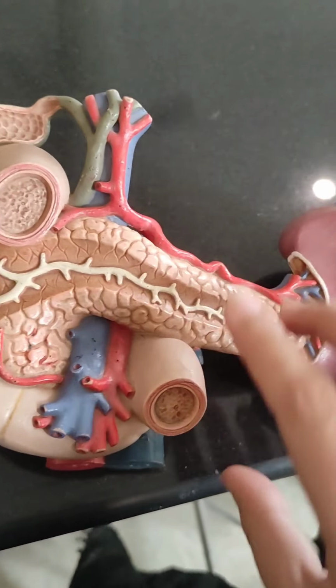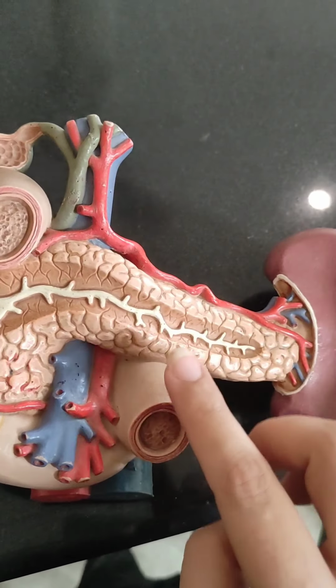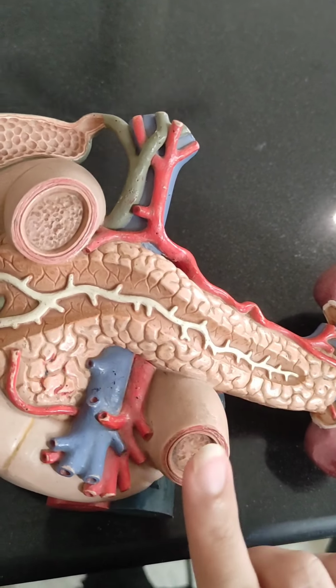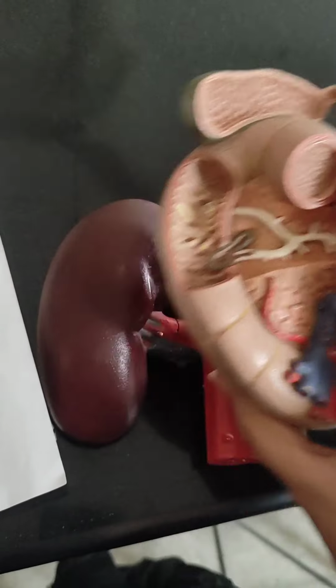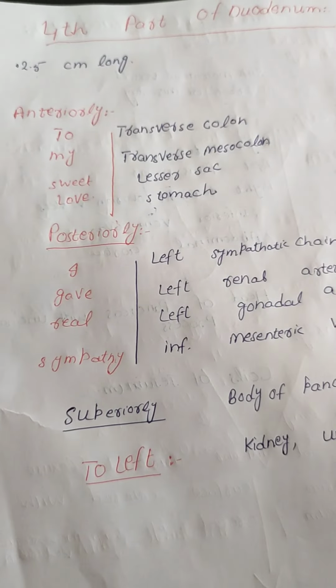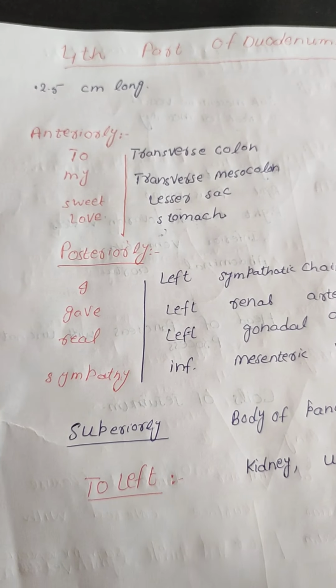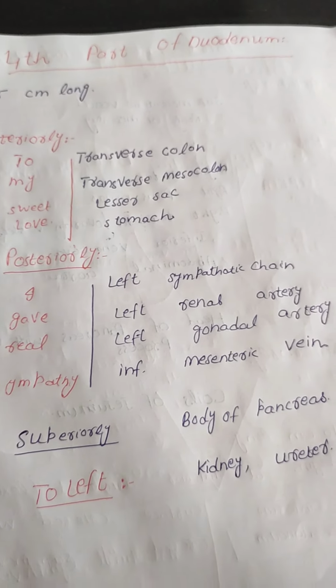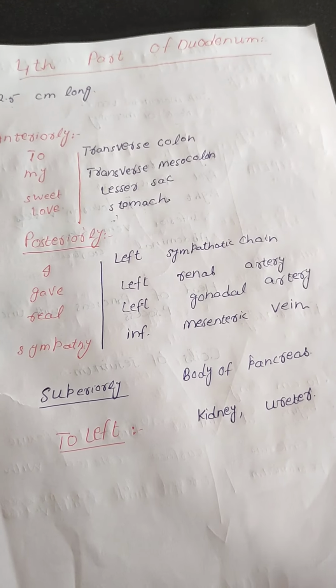If you see superiorly of the fourth part of the duodenum, this is the body of the pancreas, as I told you, so the superior relation is formed by the body of the pancreas, while its left relation is formed by the left kidney and left ureter. If you remember this mnemonic, to my sweet love I give real sympathy, you can easily remember the fourth part of the duodenum. It is also covered anteriorly by the peritoneum, while posteriorly it is retroperitoneal.